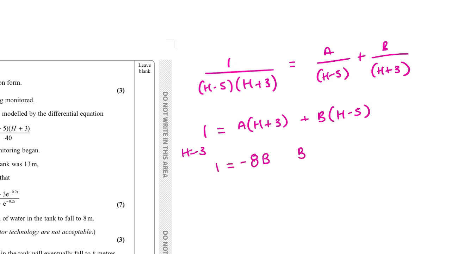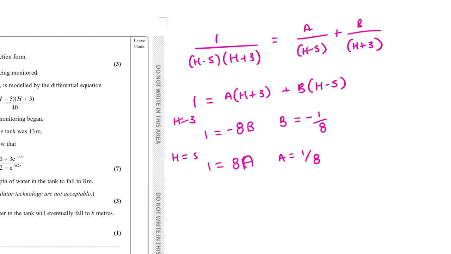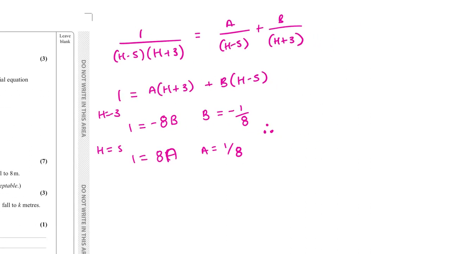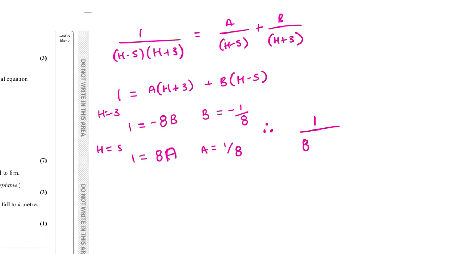So b equals negative an eighth. And then when h equals 5, I get 1 equals 8a. So a equals positive an eighth. So therefore, in partial fractions, this is going to be 1 over 8 lots of (h minus 5) plus 1 over 8 lots of (h plus 3). Nice and simple. Sorry, this is a minus here.